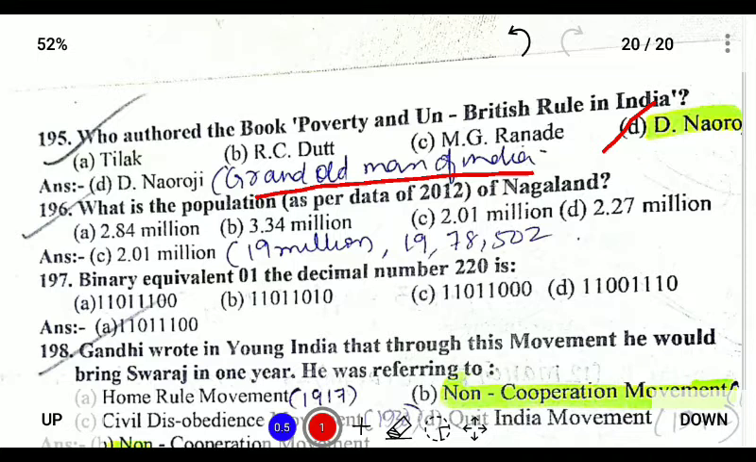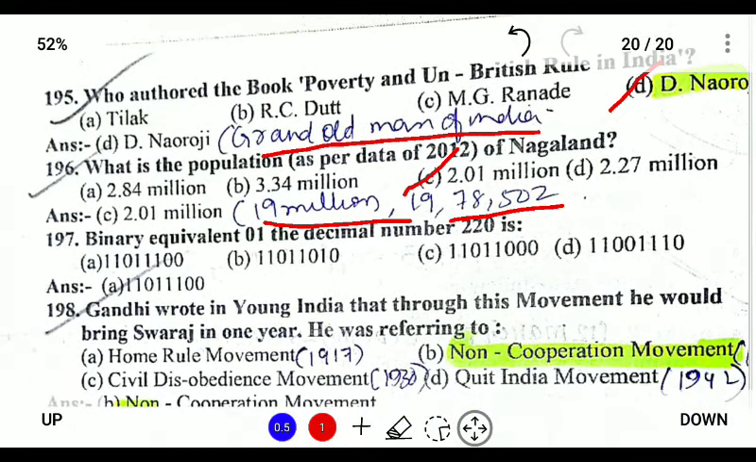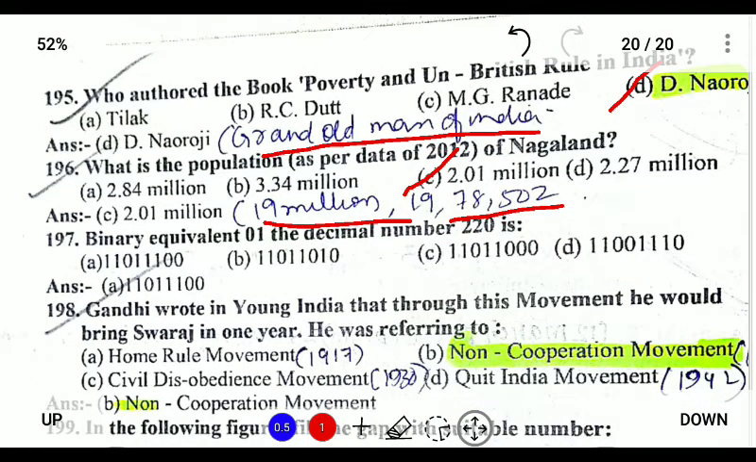What is the population of Nagaland? So the population of Nagaland in the official 2011 census is 19 lakh 78,502. So if we look approximately, it is 20 lakh. If you convert to million, it is 2.01 million. But if we convert our 2011 census, it is 1.9 million.